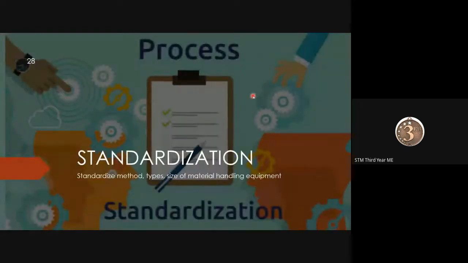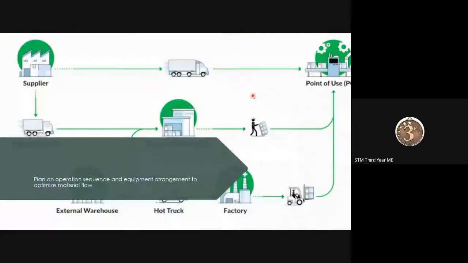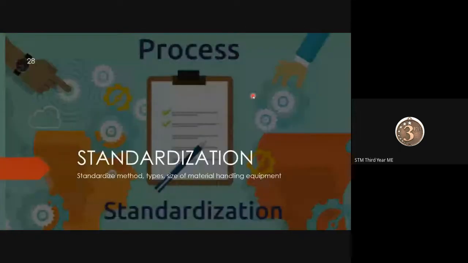Next is standardization. As stated before in simplification, in simplification we are simplifying the work, but in standardization we are standardizing the work, and standardization is done after the basis for the system. In the system we are planning what operations are to be carried out, and under standardization we apply that system and those operations in order, and this system has to be followed by every personnel inside the industry. So that is standardization basically.